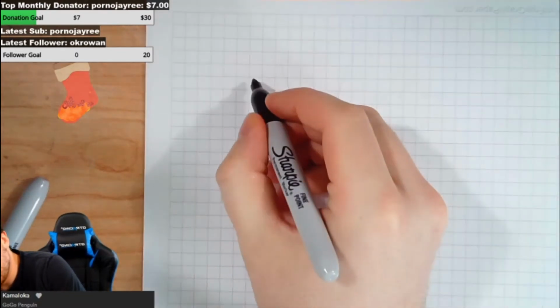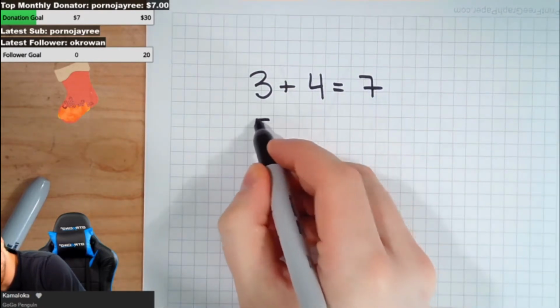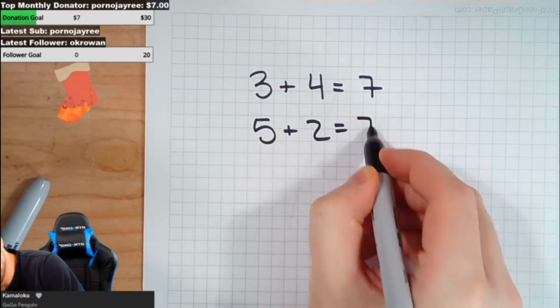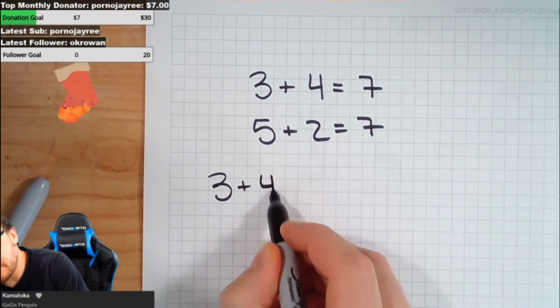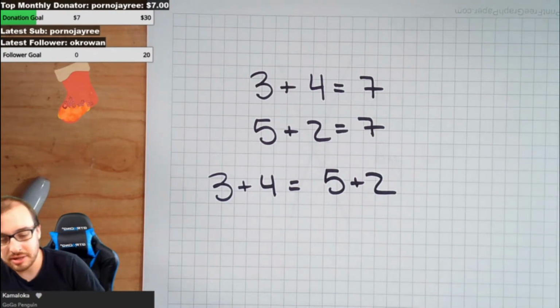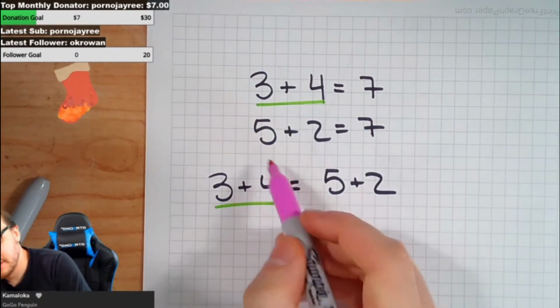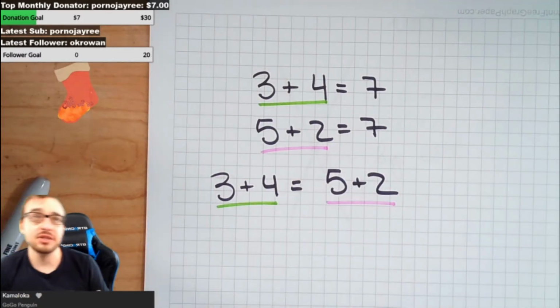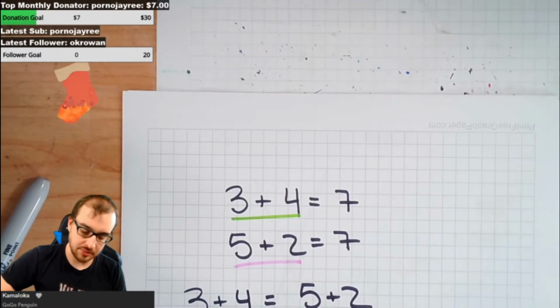But if I know that 3 plus 4 equals 7, and I also know that 5 plus 2 equals 7, then through this logic, since they both equal 7, it makes sense to say that 3 plus 4 also equals 5 plus 2, right? If these two bits right here, this bit and this bit, both equal 7, then I can say that those two bits equal each other. Call that substitution.